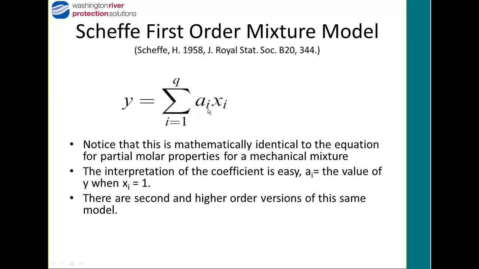I want to talk about this very simple form because it's mathematically identical to the equation for partial molar properties of a mechanical mixture. So if your system can be defined by this, it's very easy to understand what these coefficients mean. The A_i is the value of your property when x_i goes to 1. Now, when you only have a few components, this can look like a simple model, but imagine having 50 components. Even a first-order version of that can have a very complex behavior.